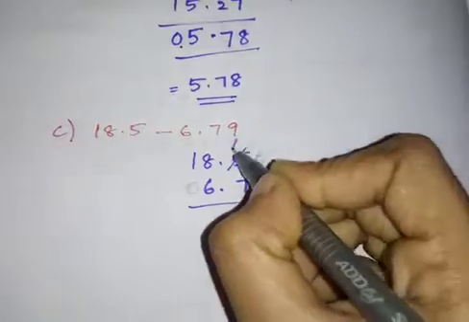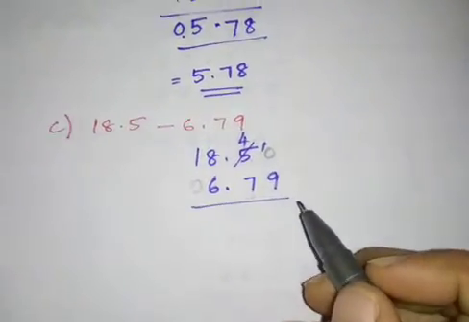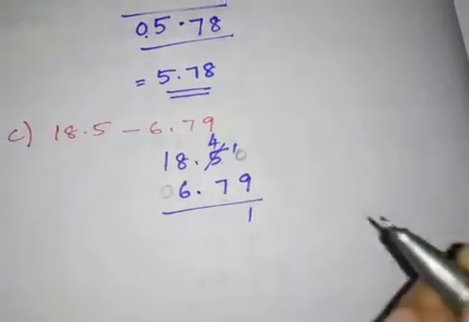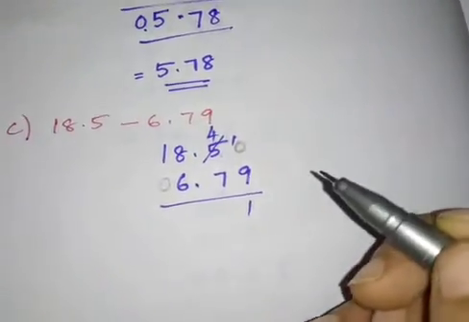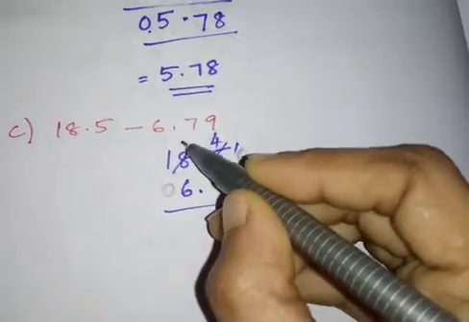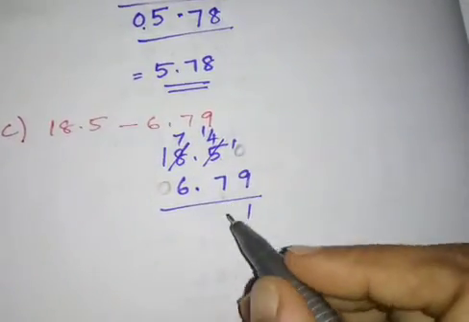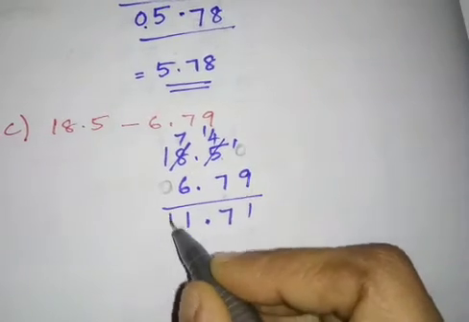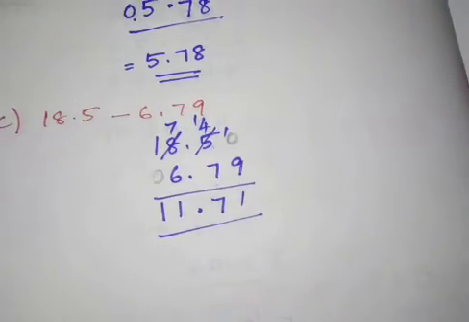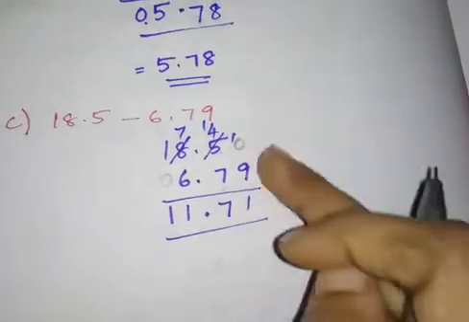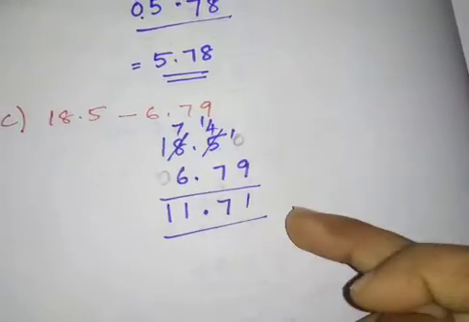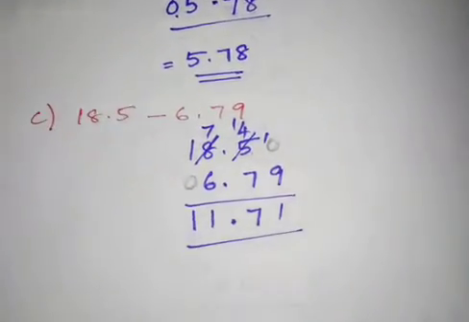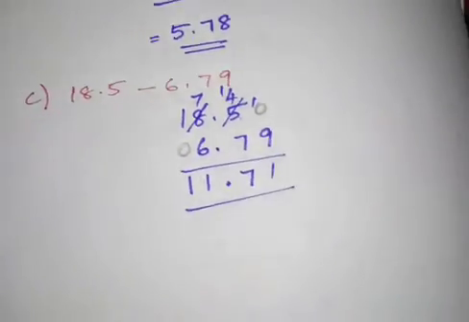Now 4, here 10. 0 has become 10. 10 minus 9 is 1. Then 4 minus 7, can we do? No. So this has become 7, 14 above. 14 minus 7 is 7. 7 minus 6, 1. Here 1. So the answer is 11.71. Answer is what? 11.71.